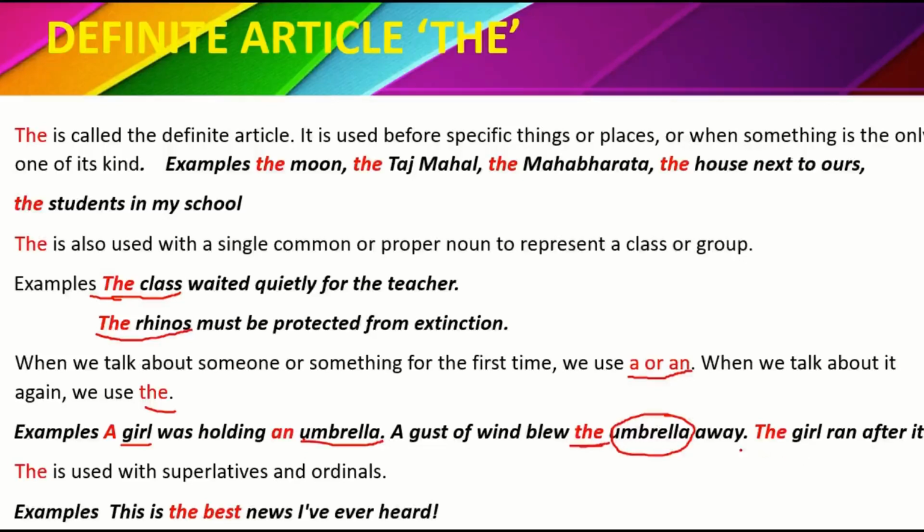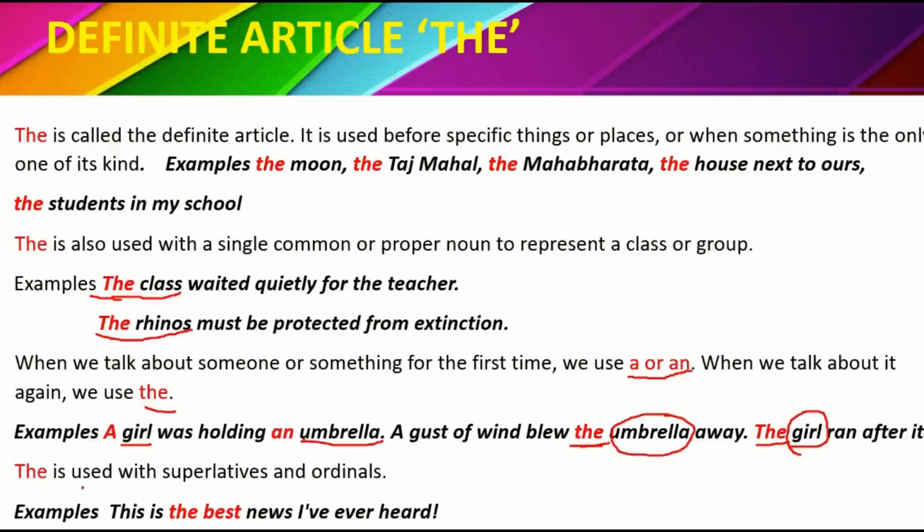And again, see the third sentence. The girl ran after it. The girl, here the second time, the first time is over, now it's the second time, the word girl is repeated. So we have to use the word the in front of that. Don't use a again.